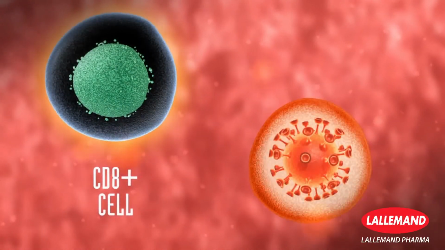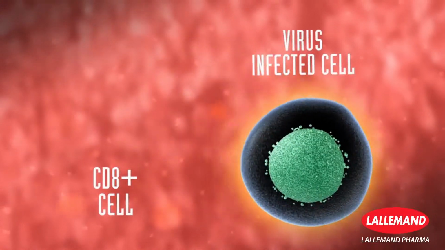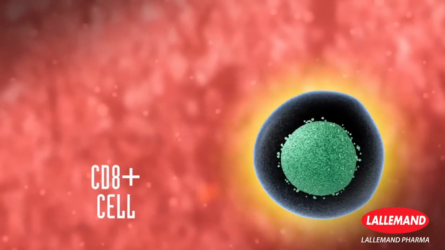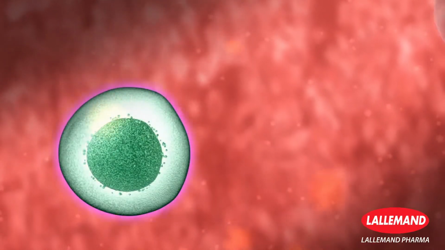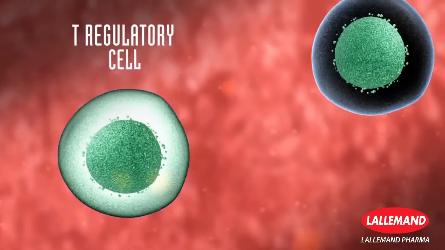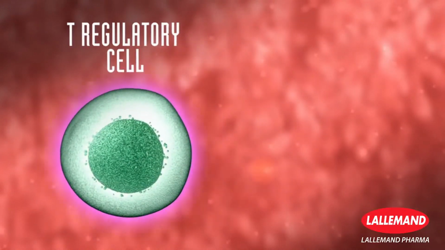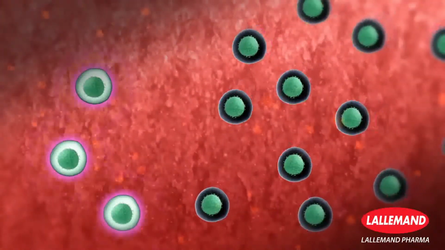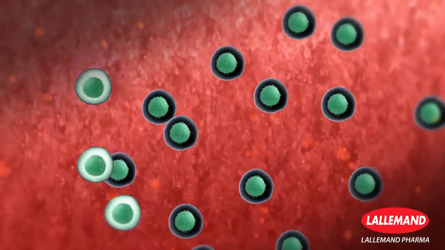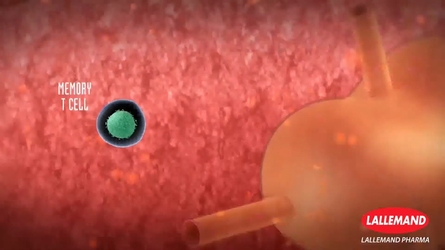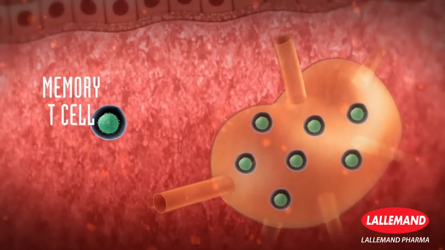T cytotoxic cells, or CD8 plus cells, allow the destruction of virus-infected cells and tumours. T regulatory cells, formerly known as suppressor T cells. They are the engine brake of the immune system, crucial for immunological tolerance. And finally, memory T cells persist for a long time after an infection.